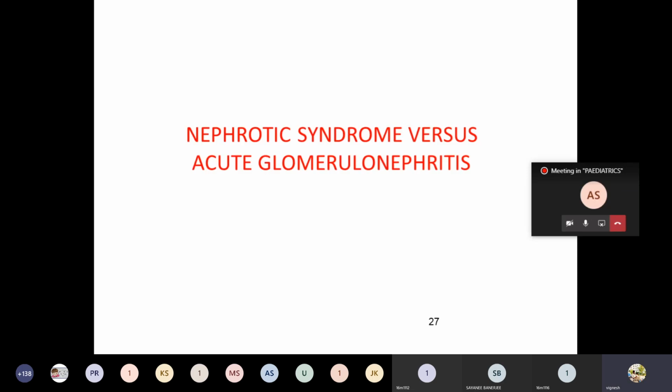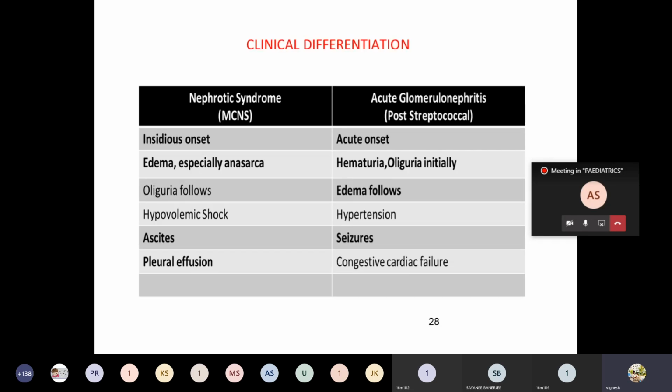So let us differentiate what is nephrotic syndrome and what is acute glomerulonephritis. I think acute nephrotic syndrome has already been discussed to you. First let us see what is nephrotic syndrome. Compared to acute glomerulonephritis, which is infective and immune-mediated, a post-streptococcal infection, acute glomerulonephritis is acute in onset. Here, the onset is insidious and progressive. Edema will be there, a progressive edema.